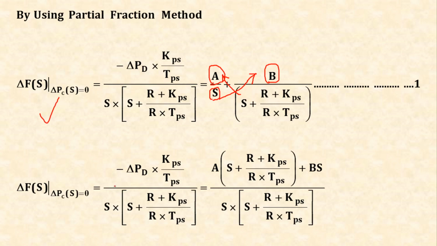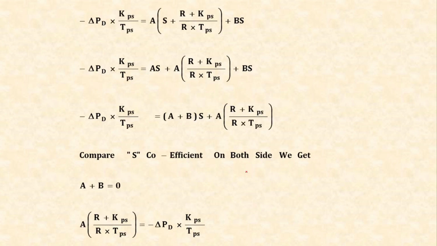So I can cancel out this denominator and this denominator with this one. Clear? So in this equation both denominators will be cancelled out. So the resultant will be the numerator only. So the next equation will look like this. Over here minus delta PD into Kps upon Tps, and over here this term A into s plus r plus Kps upon r into Tps plus B into s. So this term will be as it is, minus delta PD Kps upon Tps.